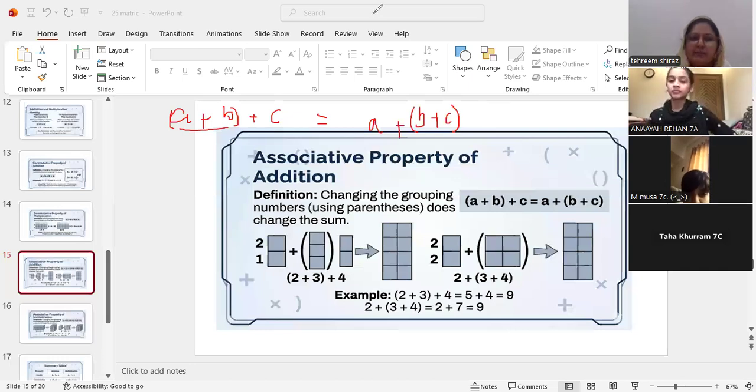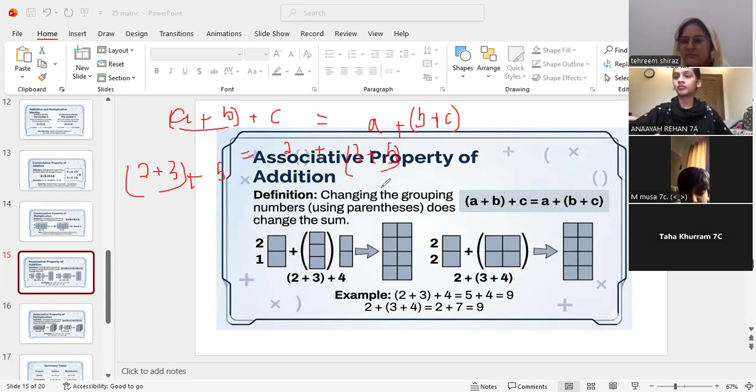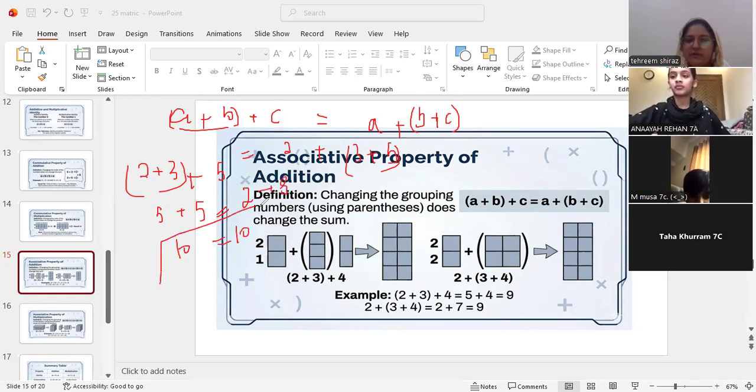Now I'm giving you an example. What if I write (2 plus 3) plus 5 and 2 plus (3 plus 5), right? We know, according to the BODMAS rule, we have to solve the brackets first. The answer will be 5 plus 5, 10. And 2 plus 8, the answer will be 10. Is this clear to everyone? So this is the associative property of addition.